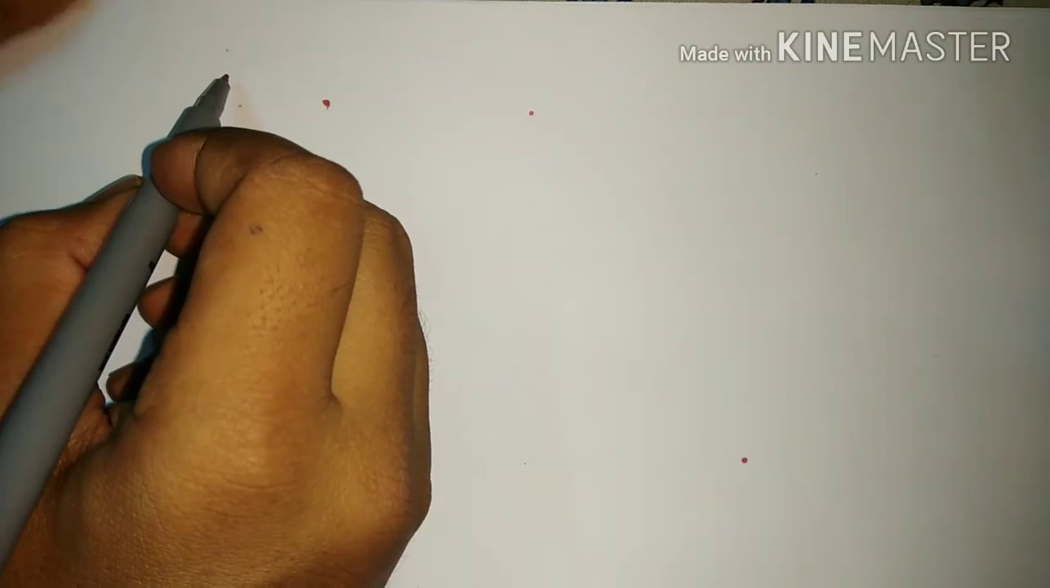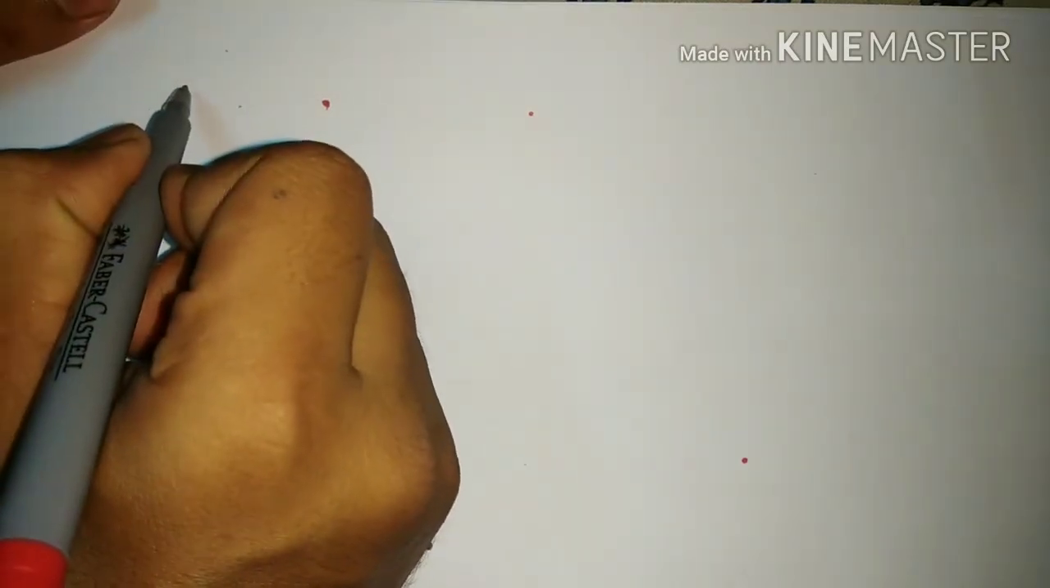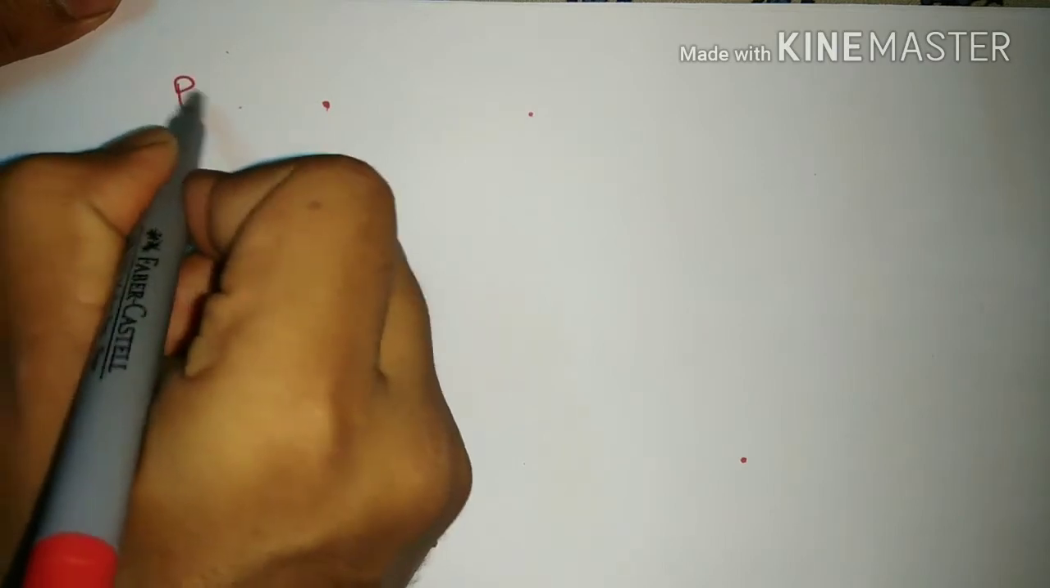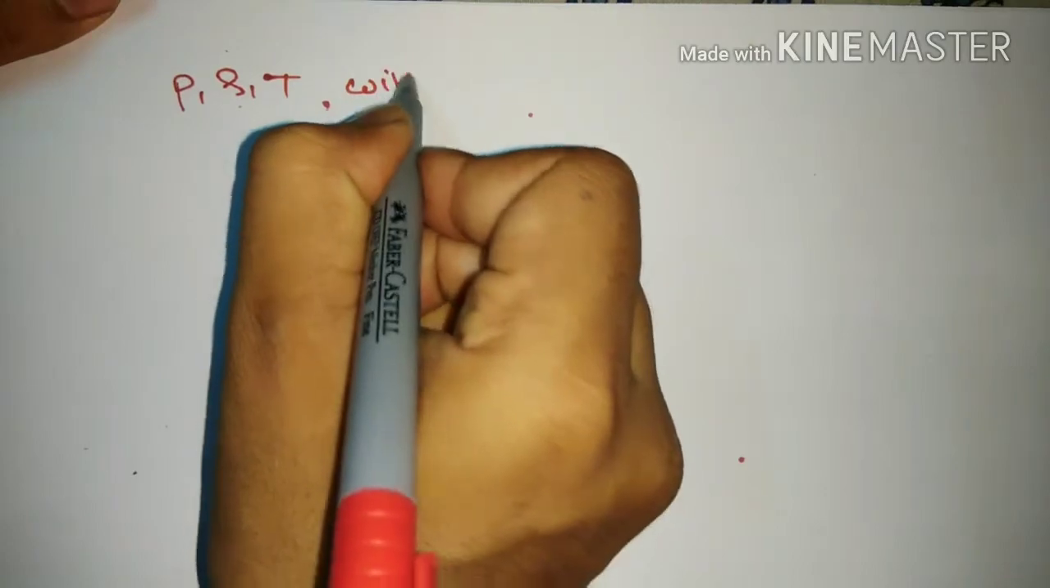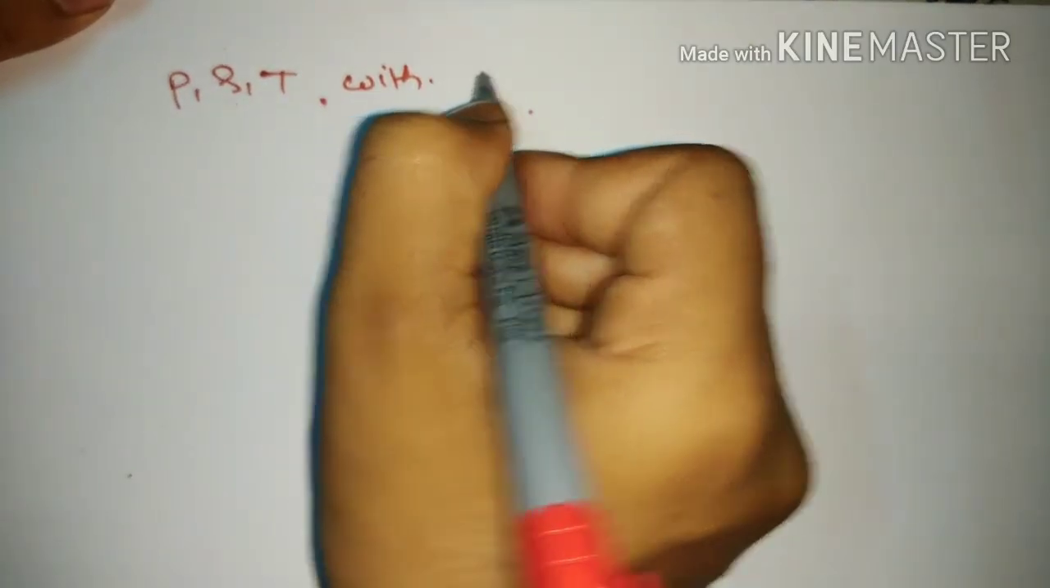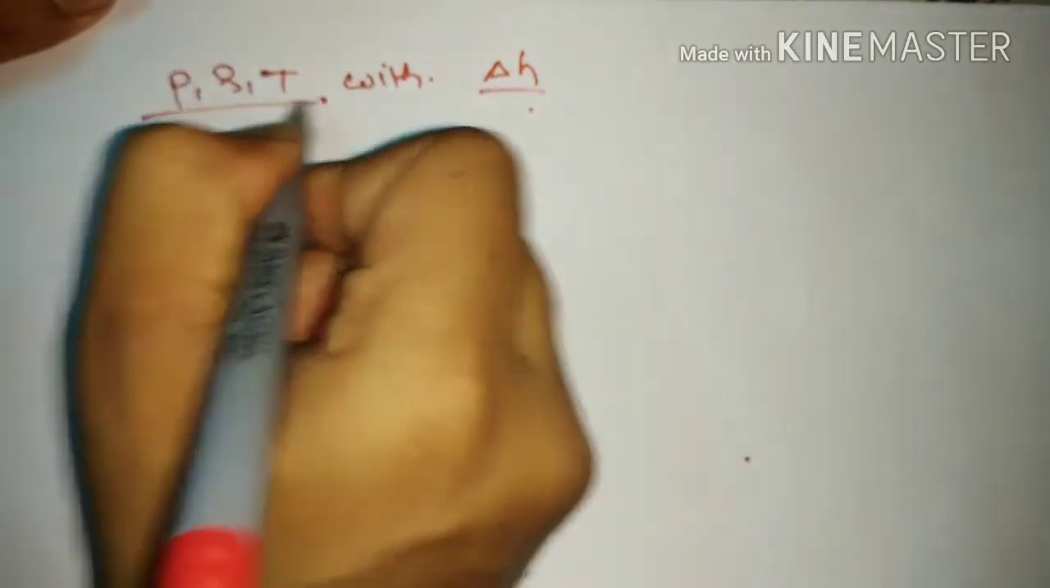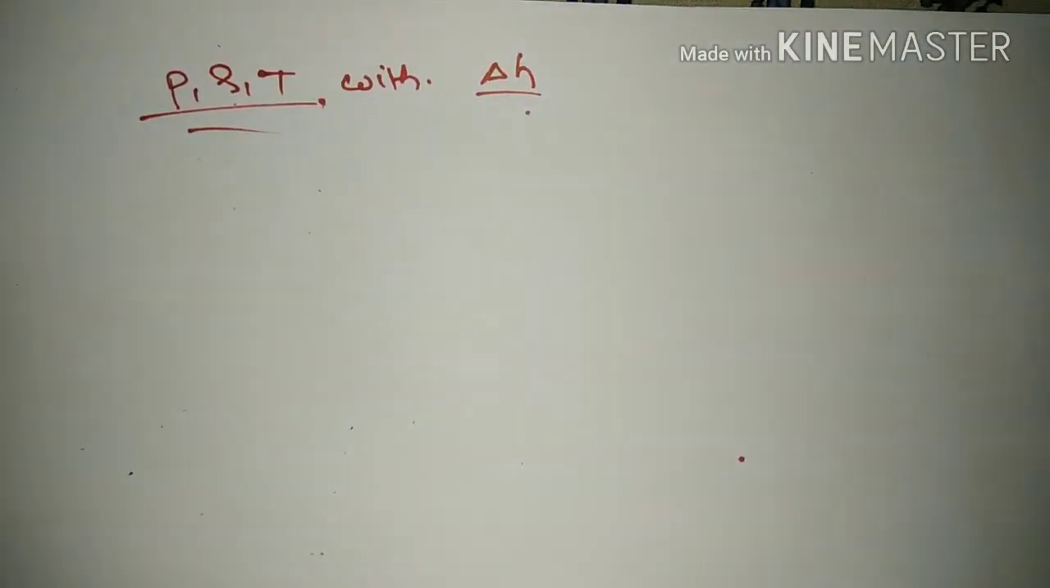Okay guys, the next thing is we have to find the change in pressure, density and temperature with respect to the changing height. This is a very important question. In the GATE exam, they always ask to calculate the pressure, density and temperature at a certain height. So these are very important. Now we are going to derive that equation.